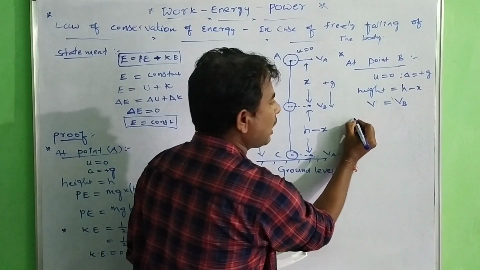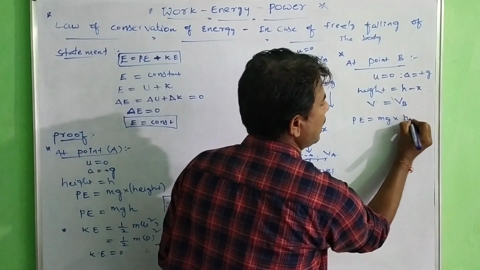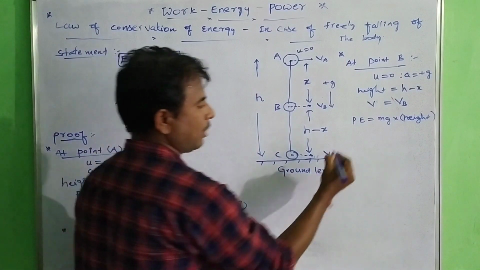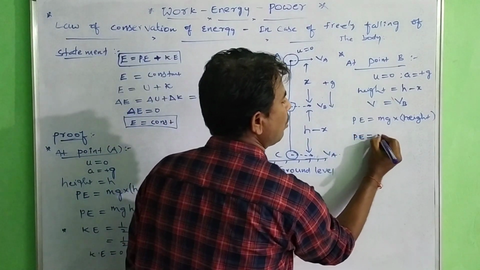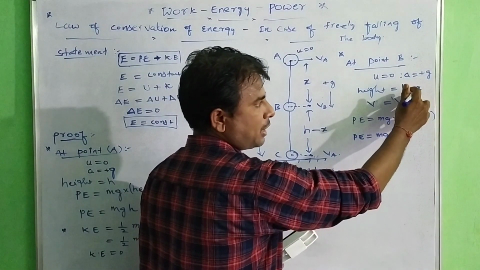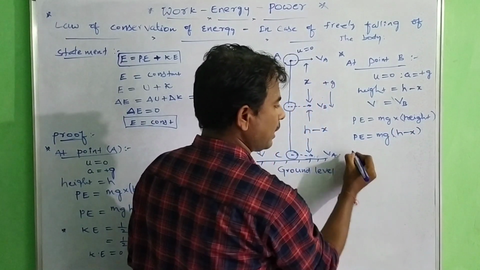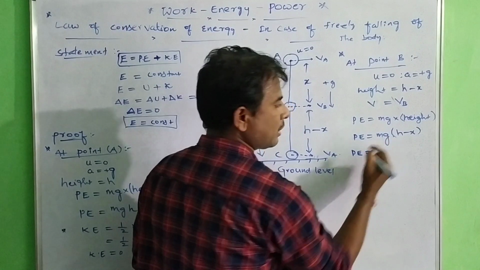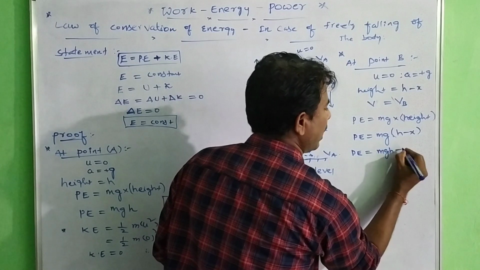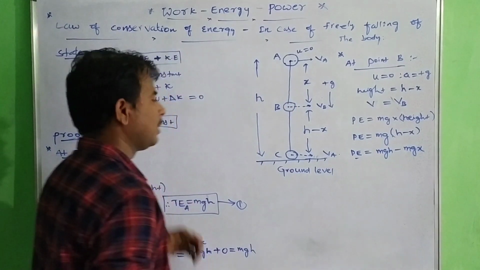Now calculate the potential energy. P equals mg into height, where h is replaced by h minus x. Finally, multiplying with mg, the potential energy is mgh minus mgx.